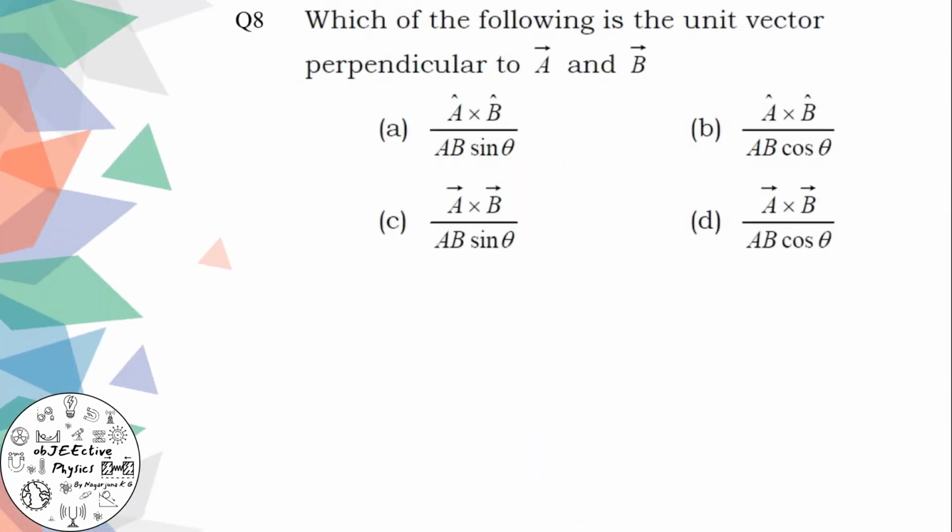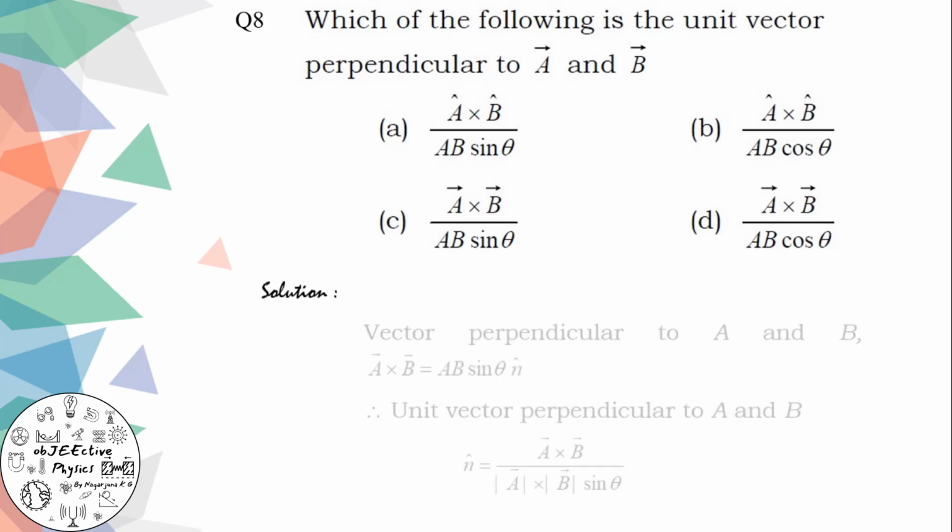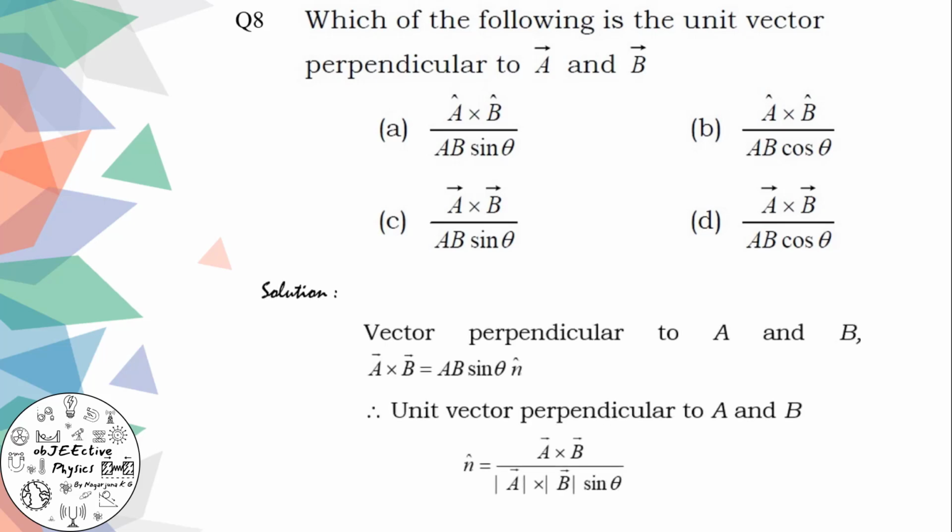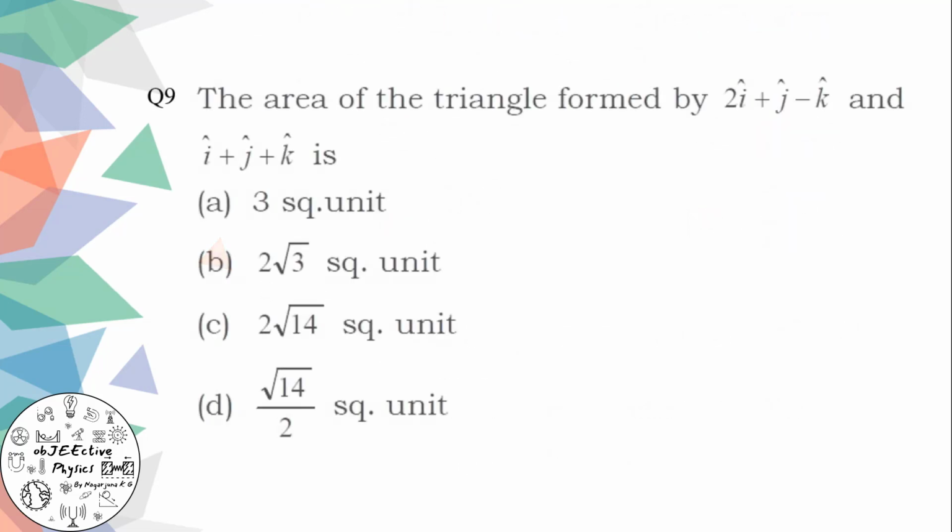Number 8. Which of the following is the unit vector perpendicular to a bar and b bar? Solution. Vector perpendicular to a bar and b bar: modulus of a bar cross b bar is equal to ab sin theta into n cap, where n cap is a unit vector perpendicular to a and b, that is, n cap is equal to a bar cross b bar by modulus of a bar into modulus of b bar into sin theta.